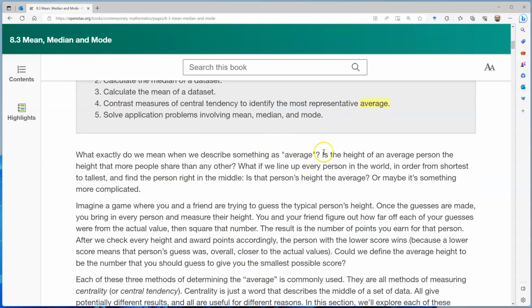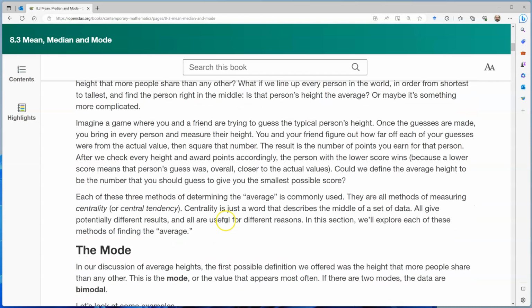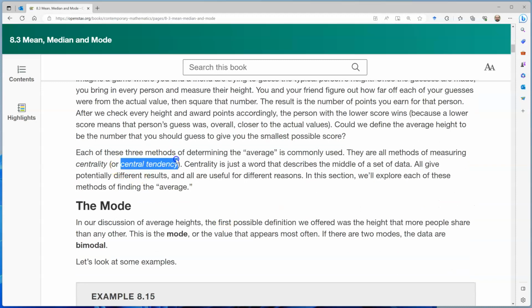So what do we mean by average? Is the height of an average person the height that more people share than others? What about average foot size and things like that? When we're talking about mean, median, and mode, we're looking for this idea of what's average. And as the book does talk about, that's an important thing, that mean, median, and mode are clumped underneath this idea of something called central tendency or centrality. And that is just a word that describes the middle of a set of data.